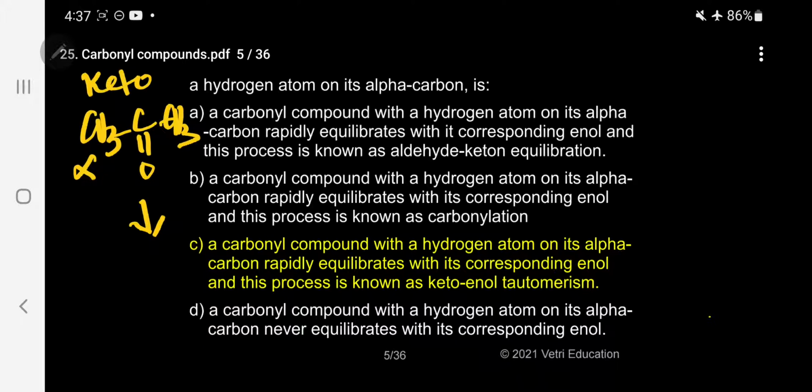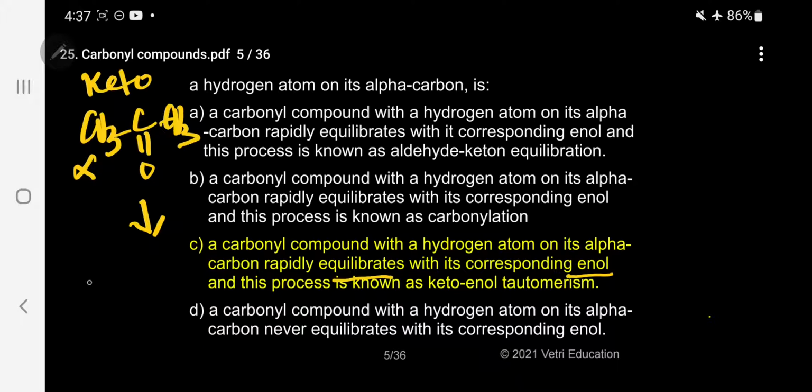What will happen now? A carbonyl compound with a hydrogen atom on its alpha carbon rapidly equilibrates, that is, undergoes equilibrium. When put in a solution, a suitable solvent, this compound will undergo isomerization, that is, be converted into another form called the enolic form. That means the keto form and enol form are in equilibrium, and this process is called keto-enol tautomerism.